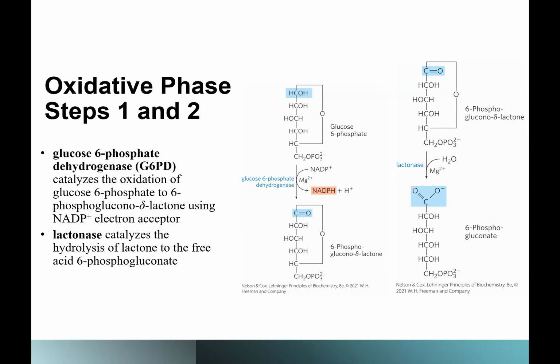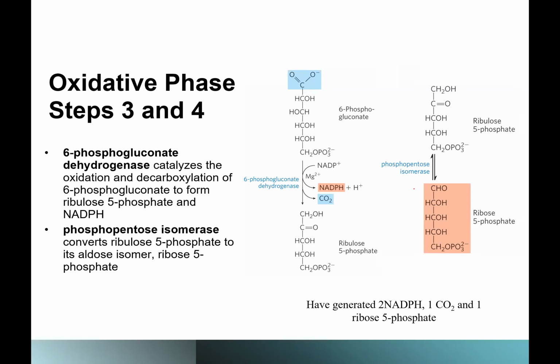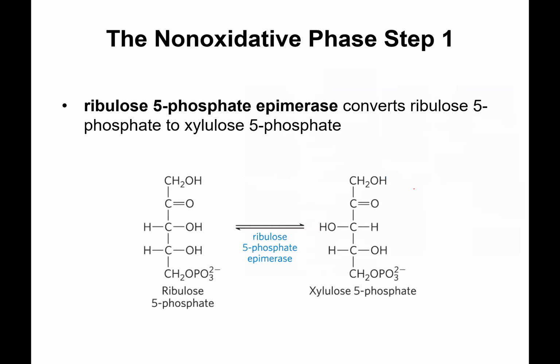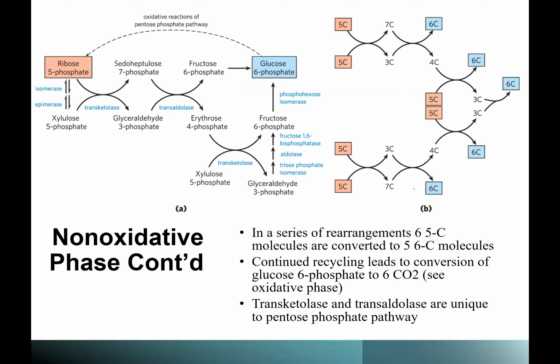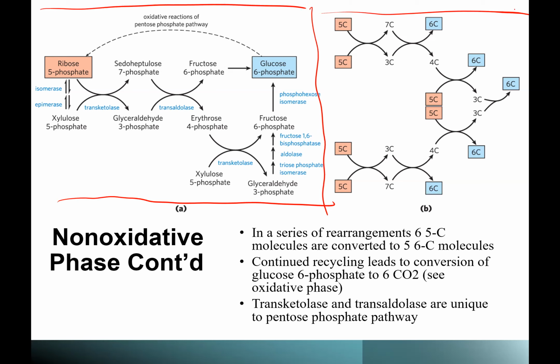So let's take a look at the non-oxidative phase. So this looks like a lot, right? I want you to understand right off the bat that these, if I put a line here, are the same thing on the left and the right. One is just simplified to show carbon numbers, but they are the same thing. So we can get ribose 5-phosphate out of the non-oxidative phase if ribulose is converted to ribose.